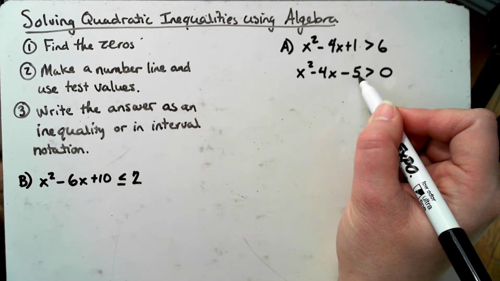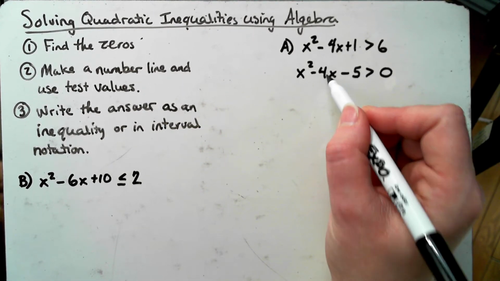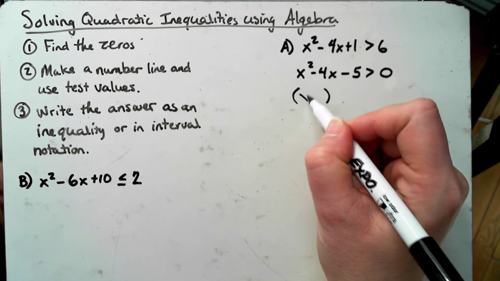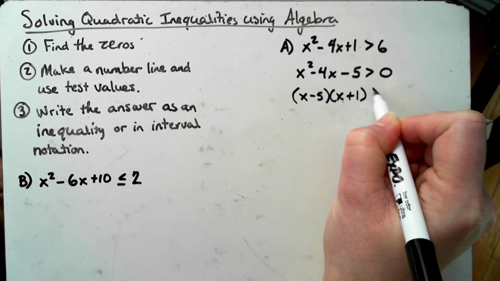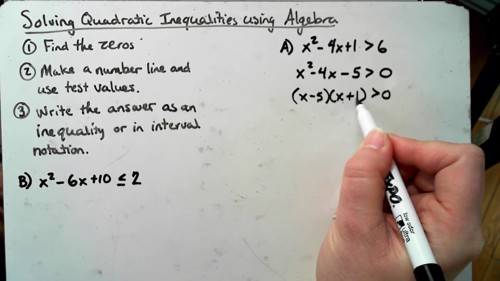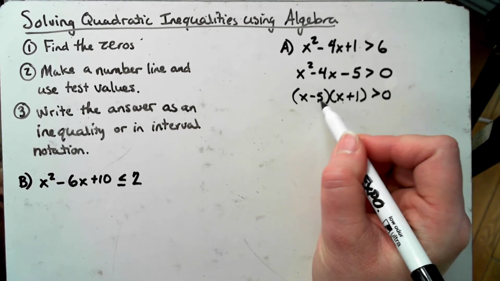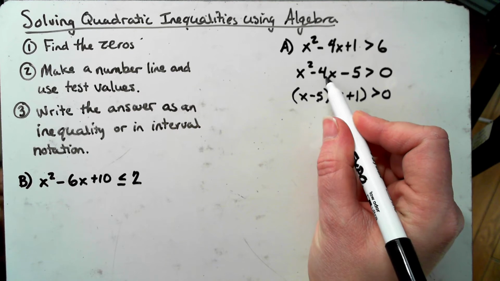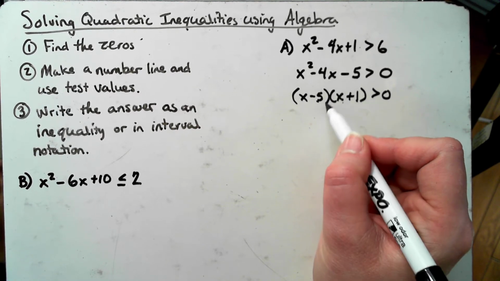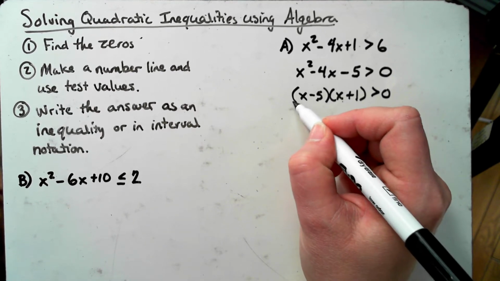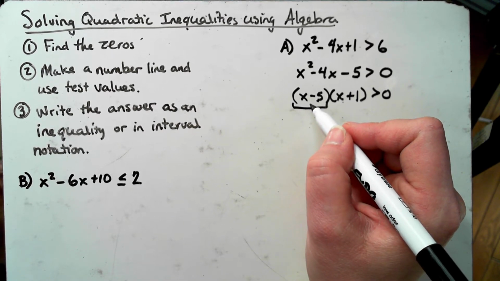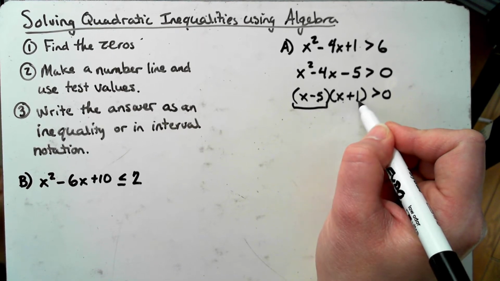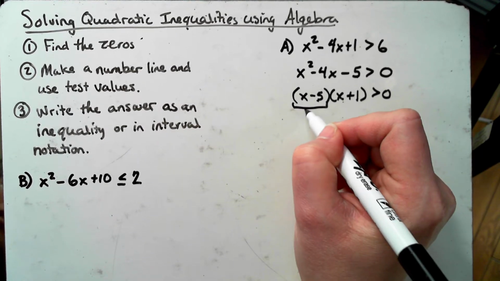So I'm looking for two numbers that multiply to negative 5 and add to negative 4. That's negative 5 and positive 1, because negative 5 times 1 is negative 5, and negative 5 plus 1 is negative 4. And now I need the zeros for each part of this. So most people can just look at this and say it's positive 5 and negative 1. If that's not easy for you, that's okay.